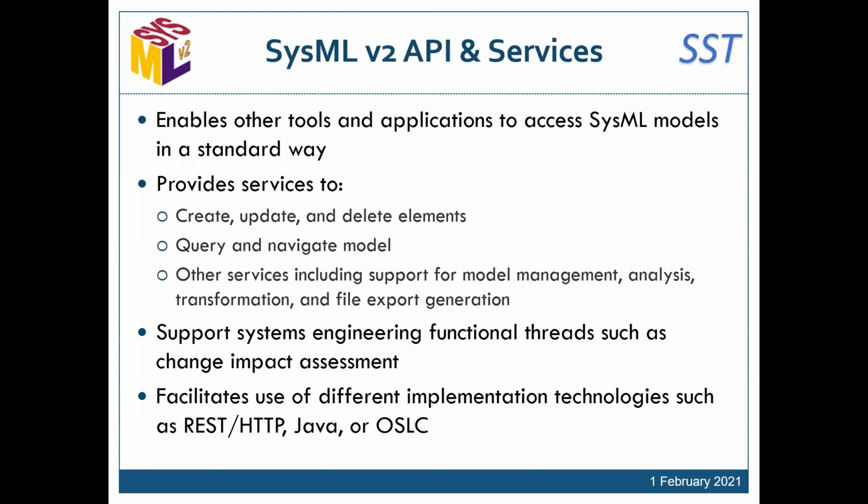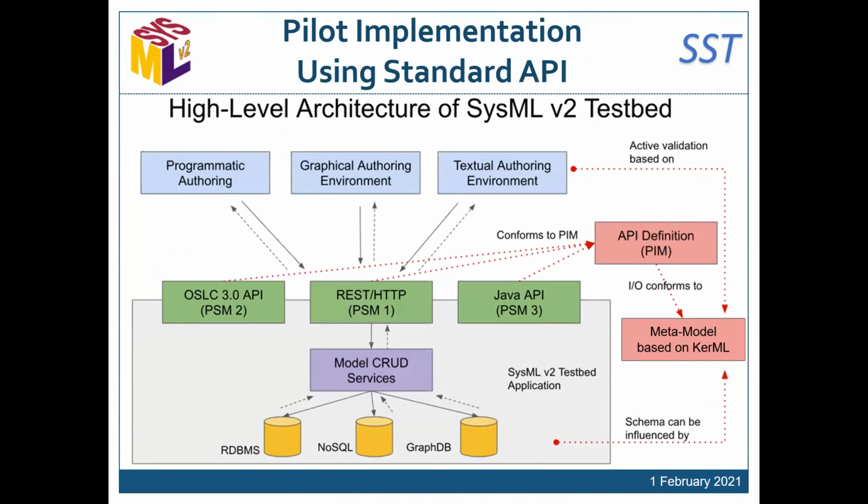You'll see a little bit more about it, but the primary API that the SysML v2 submission team is working on are two bindings. There's a REST over HTTP binding, and there's an OSLC binding for the API. So this chart here shows a high-level architecture of how the API is structured. There are two parts of the API. One is called the PIM, the Platform Independent Model, which will become an official OMG spec.